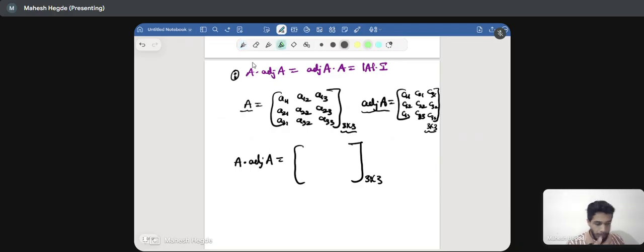Observe here, for the first entry, we can observe the A11 entry for A into adjoint of A. This entry will be given by multiplying the first row of A matrix with the first column of adjoint of A matrix. We can see A11 gets multiplied with C11 plus A12 gets multiplied with C12 plus A13 gets multiplied with C13, which will give us the result determinant of A.